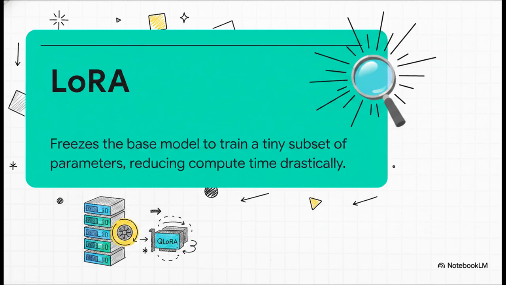Add in QLoRA, which quantizes or compresses the memory footprint all the way down to a 4-bit format, meaning you don't need a $1 million supercomputer. It drastically reduces your infrastructure costs while maintaining incredibly high performance.